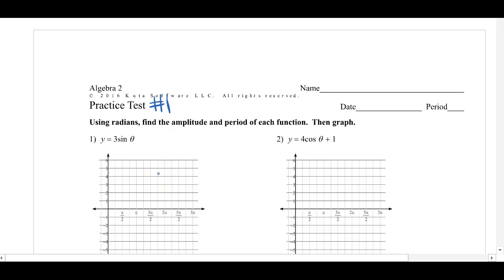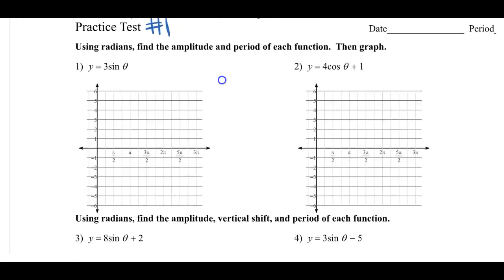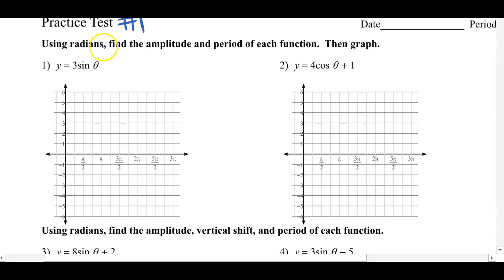Okay, so moving on. So starting with number 1, we want to first of all use radians. So everything is going to be in radians. As you can see up here on the x-axis, you have pi over 2, pi, 3 pi over 2, 2 pi, and so on. And then we need to find the amplitude and the period of each function and then graph it. Okay, so for the first thing I'm going to do is find the amplitude.